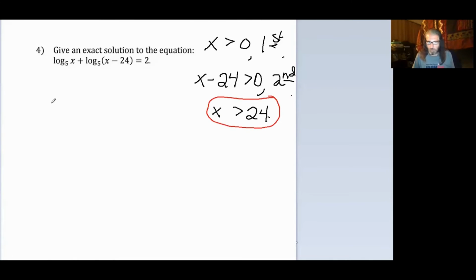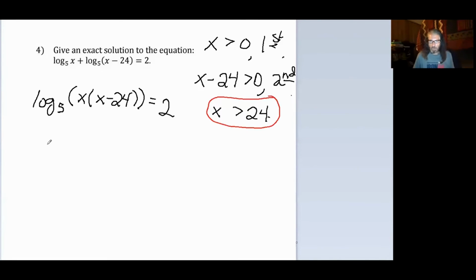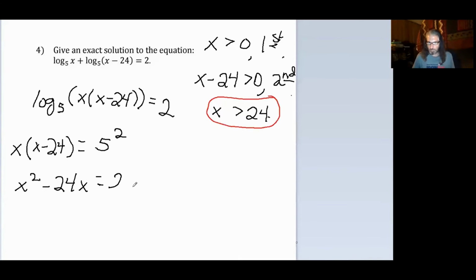Now, using the product rule for logarithms, we can put this left-hand side back together as the product of x times x minus 24 inside a logarithm of base 5. That's going to equal 2. And if we apply the definition of logarithms, the base is 5. The exponent, the answer to the logarithm, 5 squared, has to equal the arguments of the logarithm, i.e. what was inside. On the left-hand side, I'm going to distribute the x. And on the right-hand side, do the arithmetic.